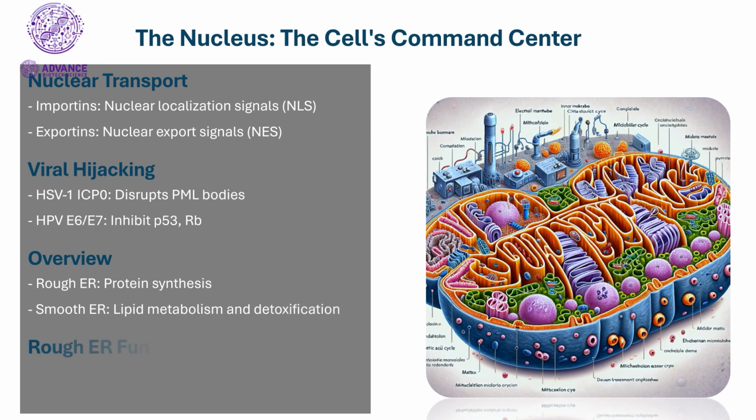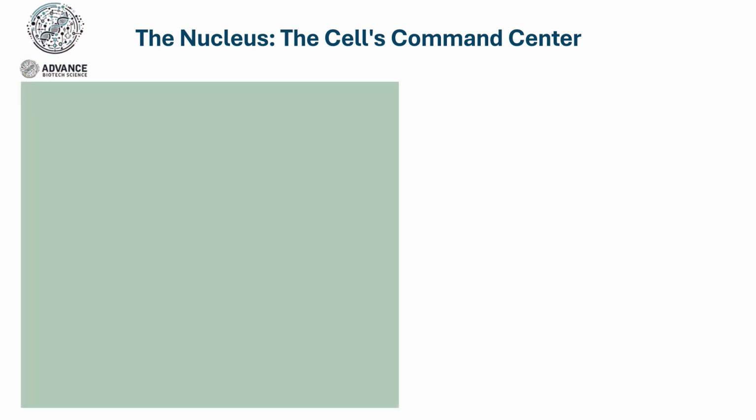Rough ER and protein synthesis. The rough ER is covered in ribosomes, manufacturing proteins destined for secretion or internal use. Nascent polypeptides enter the ER lumen, where chaperones ensure proper folding. Protein folding and chaperones: ER chaperones like BiP and calnexin assist in folding, while misfolded proteins are marked for degradation. N-linked glycosylation, the first coat of paint on new proteins.